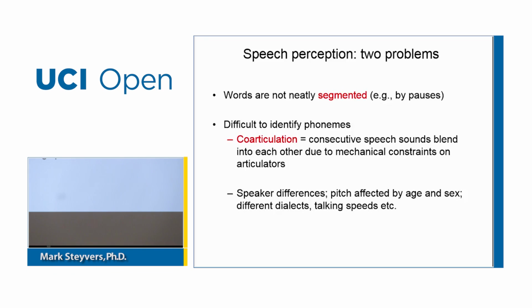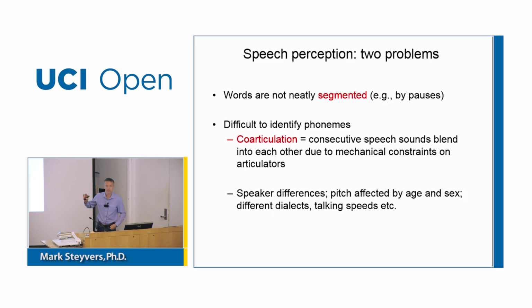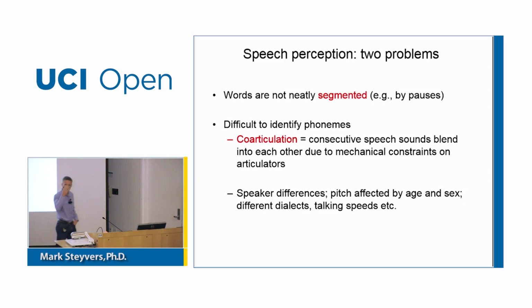It's highly context dependent. On top of that, there's many speaker differences. The exact frequency pattern of a phoneme depends on age, it depends on sex, it depends on dialects, talking speeds, etc. So it's nothing short of a miracle that Siri on your iPhone can even understand what you're saying. Right? It's only in the last couple of years that computers can really understand human speech.